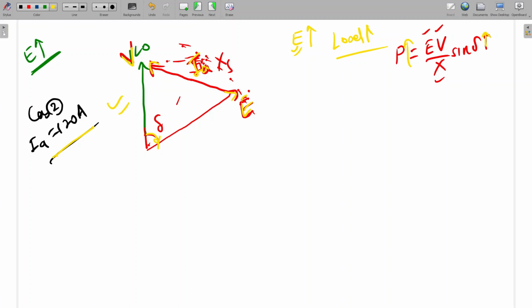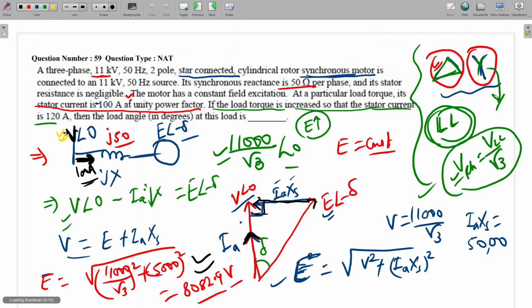Sir, E is constant and V is constant. See, V is the terminal voltage. In the question it is already given that the terminal voltage is constant. V means we are supplying 11 kV rated voltage. At a particular load torque, the stator is operating at unity power factor. If the load torque is increased, the stator current is 120 ampere, and then we have to calculate the load angle.